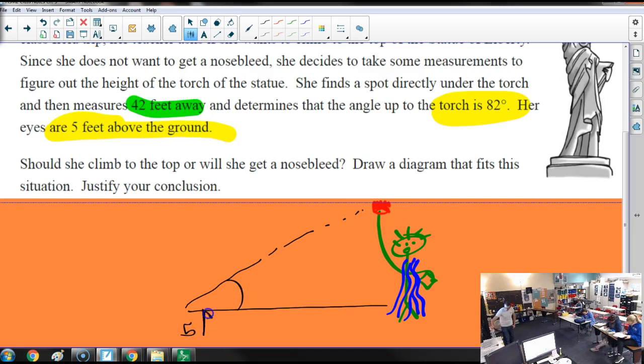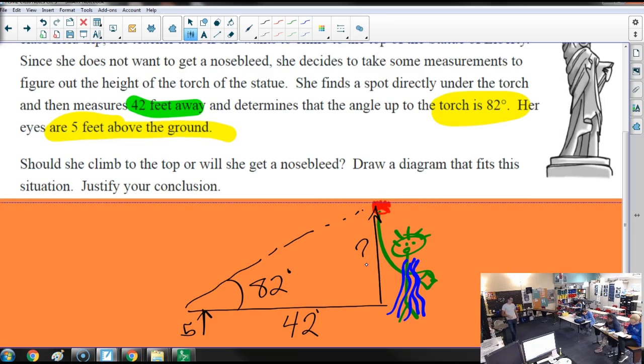We are 5 feet above the ground. The angle, not drawn to scale obviously, is 82 degrees. And the distance to the base of the tower is 42. Okay, so you want us to know how tall the tower is? We want to figure out how tall, because you can go up in the torch.